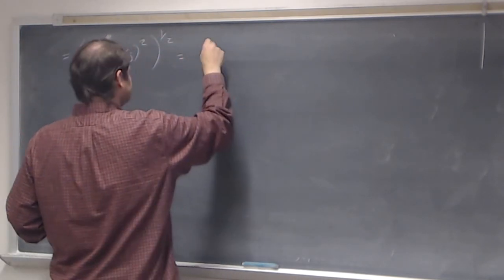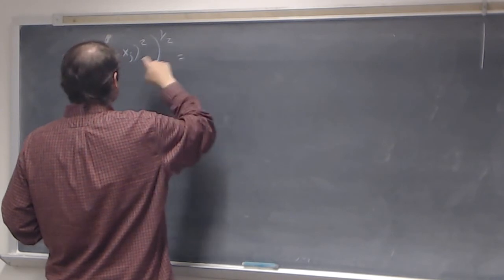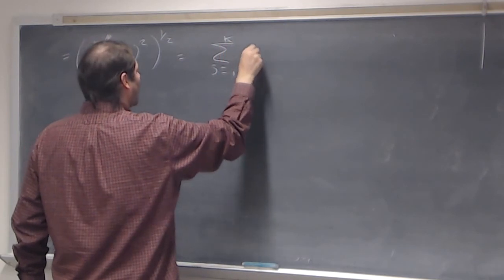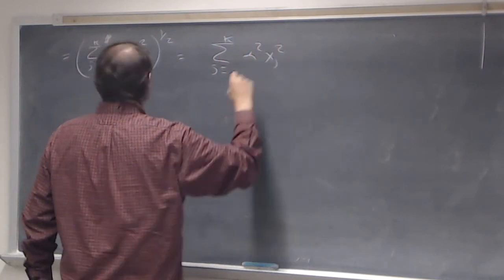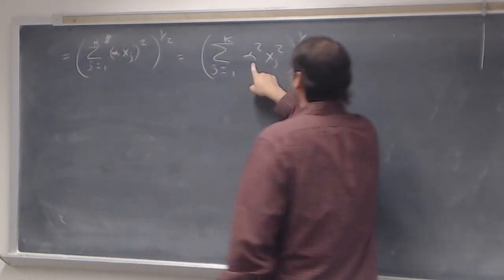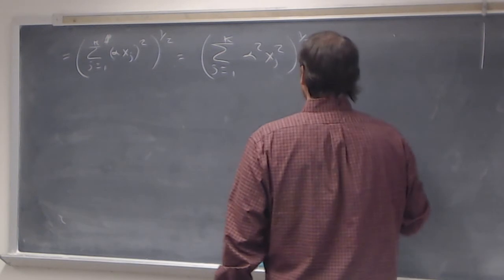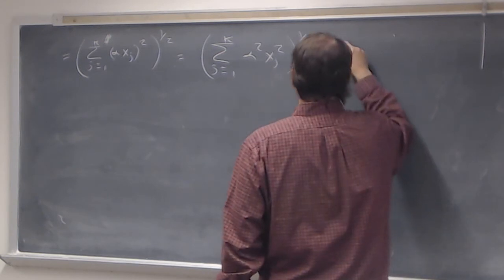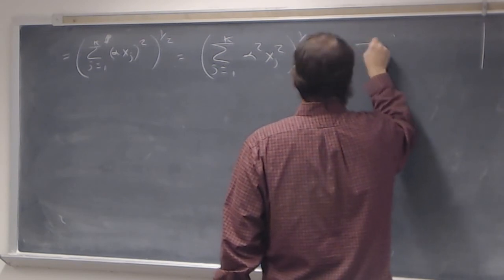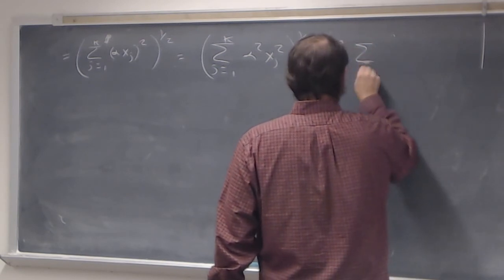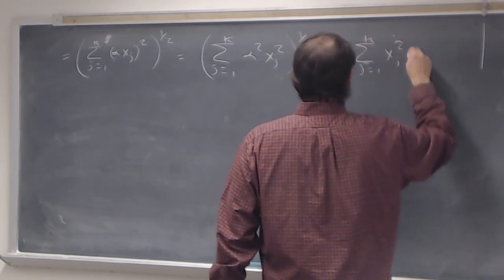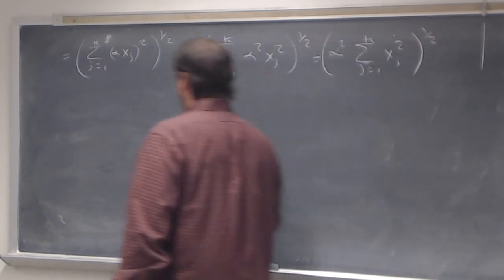And this is equal to, you can rewrite this as the sum as j runs from 1 to k of alpha squared x sub j squared, raised to the 1/2 power. And then the alpha squared doesn't have anything to do with index j, so it's a constant within this sum. It can be pulled out: alpha squared times the sum as j runs from 1 to k of x sub j squared, and all that raised to the 1/2 power.